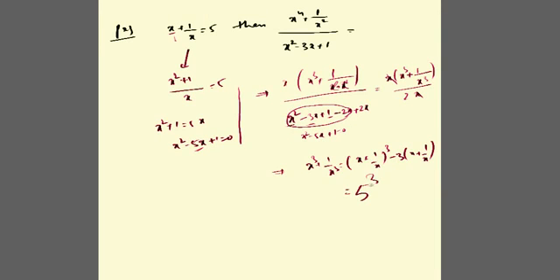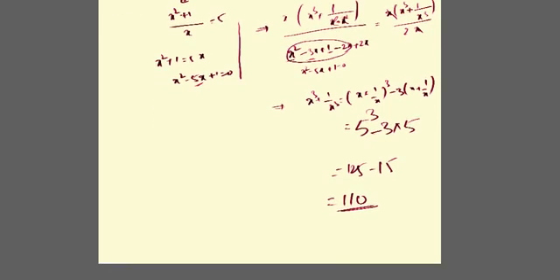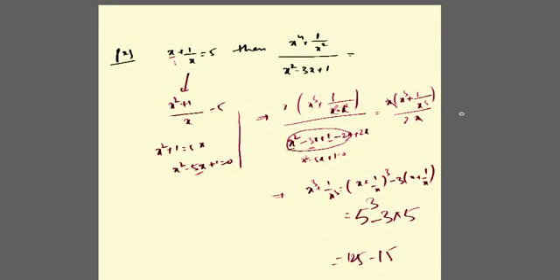So it becomes 5 cube minus 3 into, what is x plus 1 by x? This is nothing but 5. So this is nothing but 125 minus 15, so that it will become 110. So this is the answer. So friends, these are simple problems which were asked in the exam. So I gave you the techniques how to solve the problem.